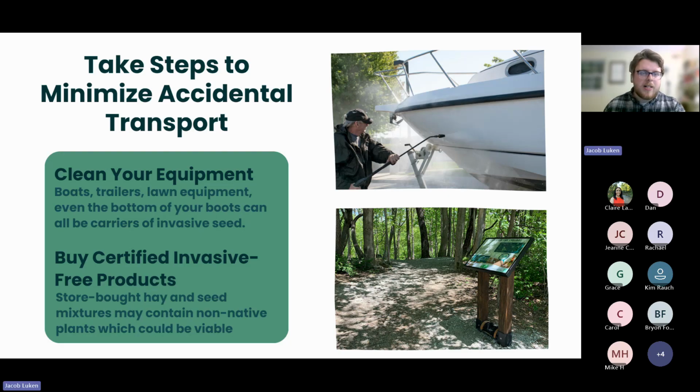And then taking steps to minimize that accidental transport. So cleaning your boats and your tires and everything once you've been in a native or natural area. Cleaning your boots, lawn equipment, all that good stuff can be really important. And there are a lot of times certified invasive-free products, and those can also be good alternatives as well.